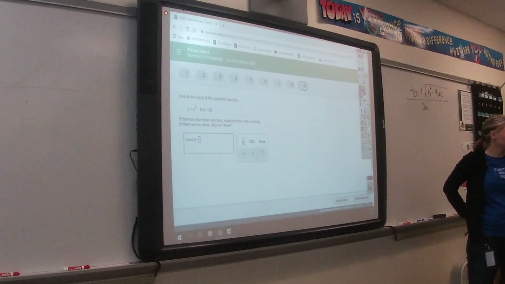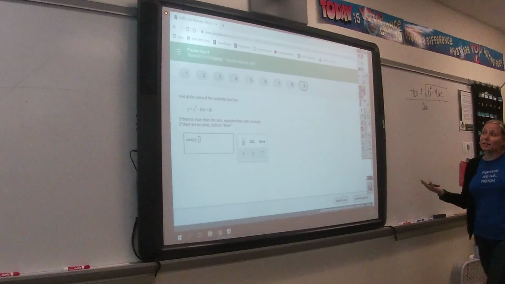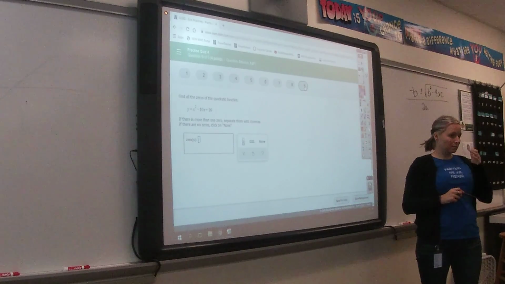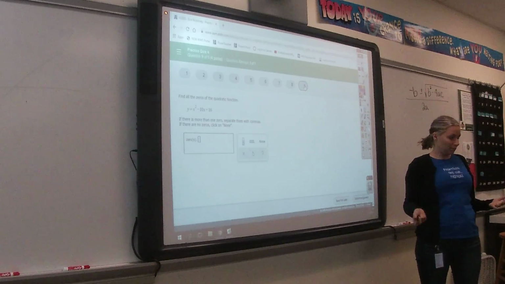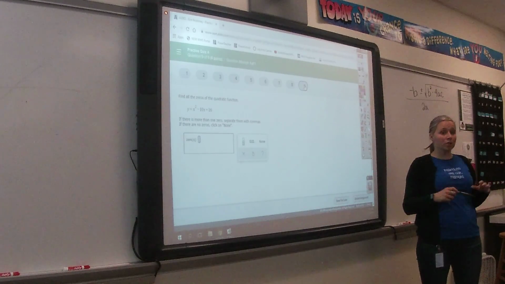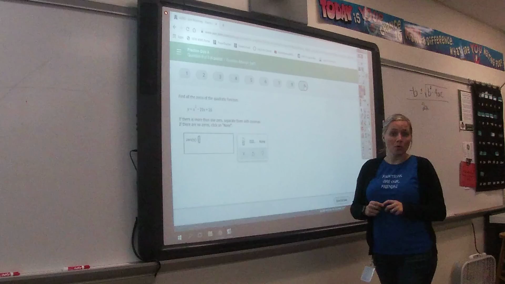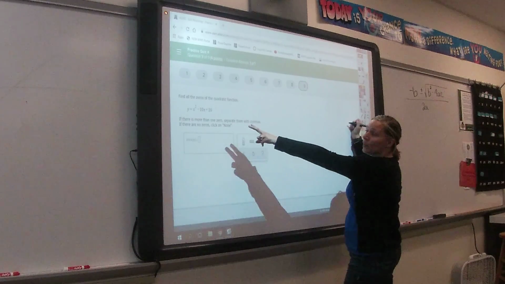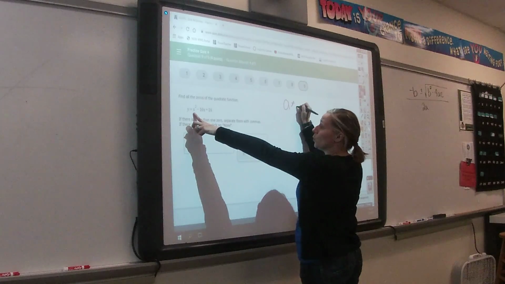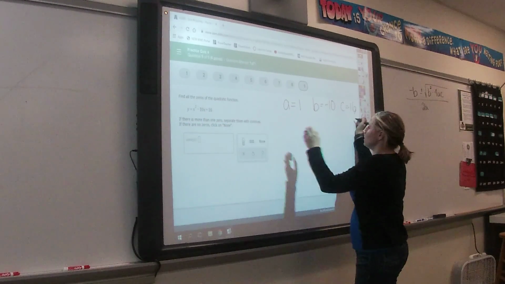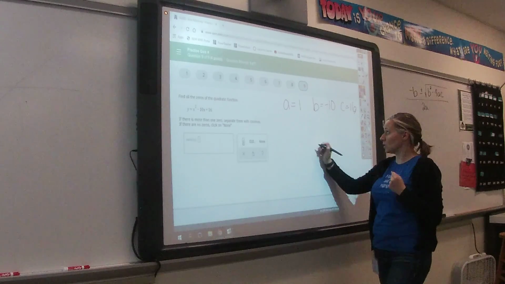There's only 9 questions. So 9 is the same as 8. I don't get how to do this. If we know that this equals 0, that just says a equals 1, b equals -10, c equals 16. And just start plugging into the quadratic formula.